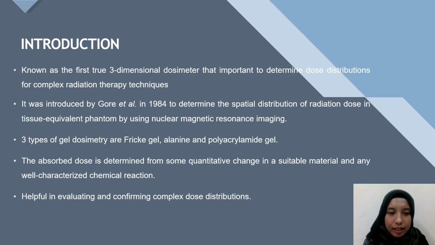Basically, there are three types of gel dosimetry, which are Fricke gel, alanine, and polyacrylamide gel. This system measures the absorbed dose by determining some quantitative changes in suitable material and any well-characterized chemical reaction. For instance, measuring the transformation of ferrum ion and also changes of viscosity. It is very helpful in evaluating and confirming complex dose distribution.